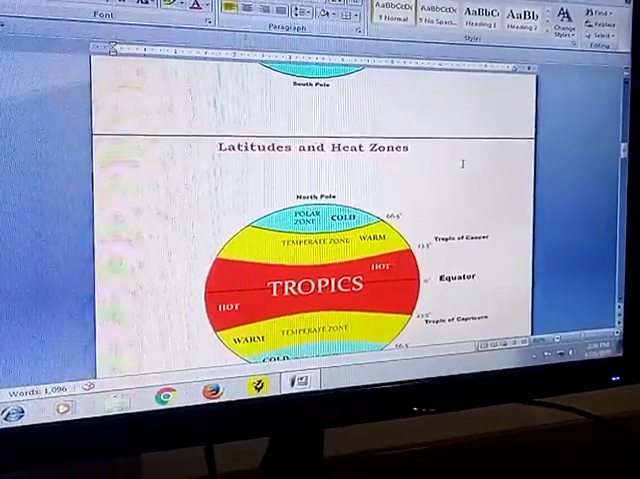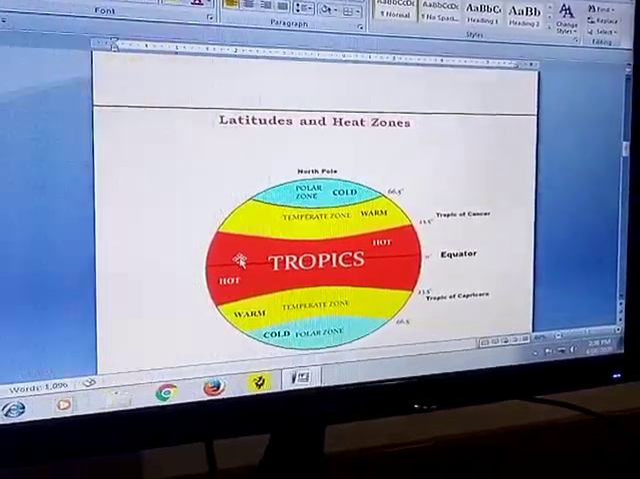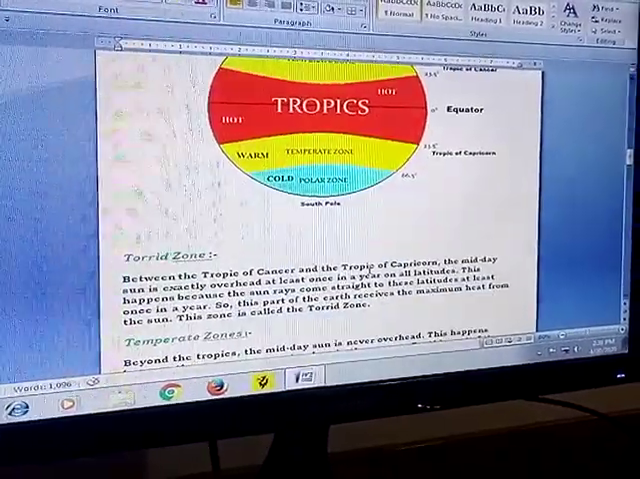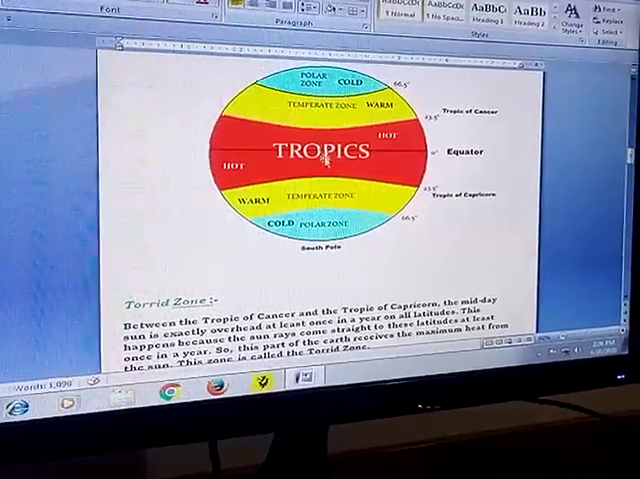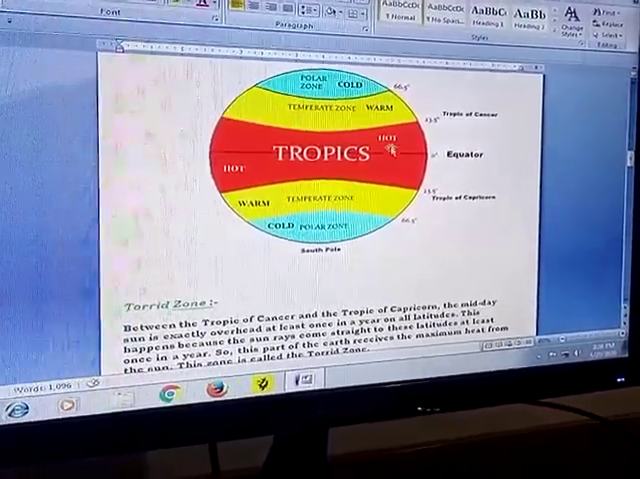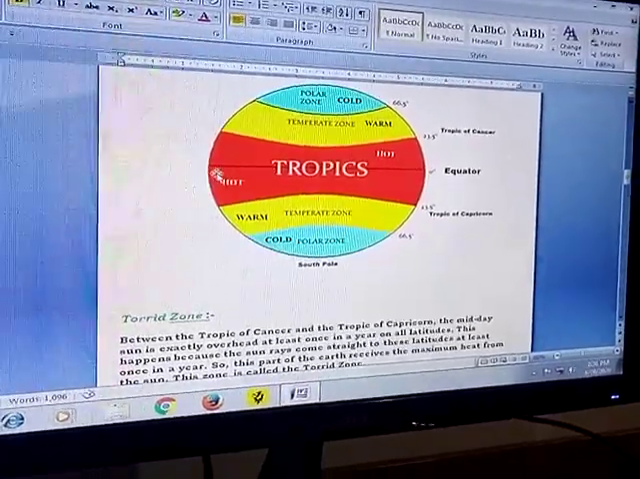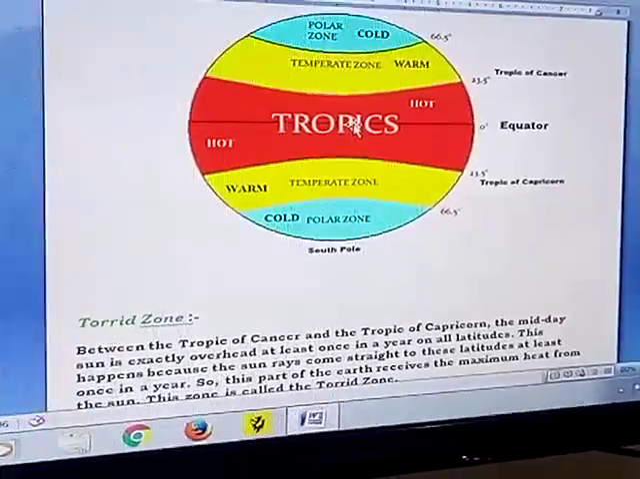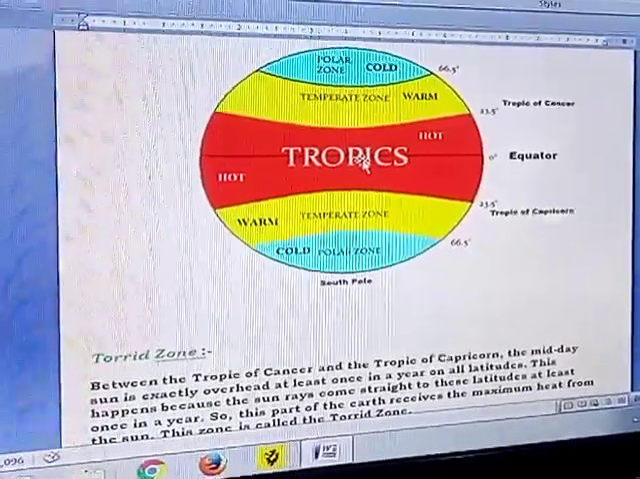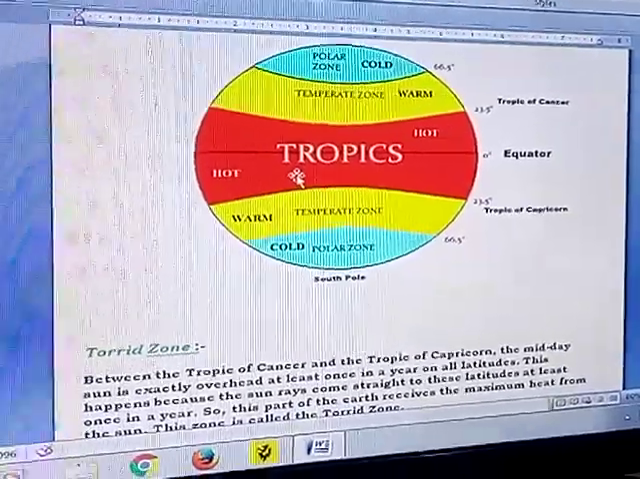Latitudes and heat zones are very much interrelated. Now, the torrid zone means the hottest zone, the tropics, between the Tropic of Cancer and Tropic of Capricorn. It is the hottest zone. The sun is over it almost throughout the year, so it is hot almost all year, and this area is called the torrid zone.